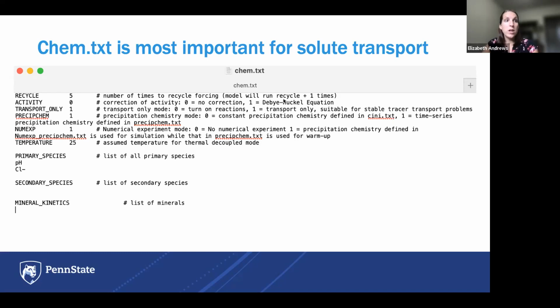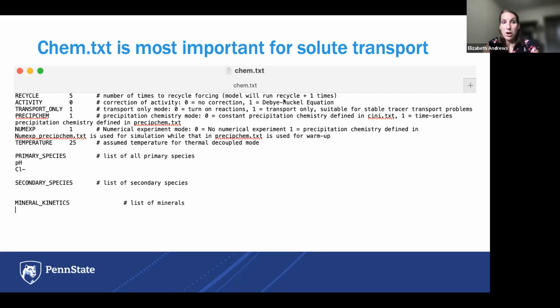Precip chem tells the model whether it should look for a file that would provide daily precipitation chemistry, or if it should just expect a constant precipitation chemistry defined in the CINI.txt. Here we've provided 1, so that's saying that we will provide a precipitation chemistry time series.